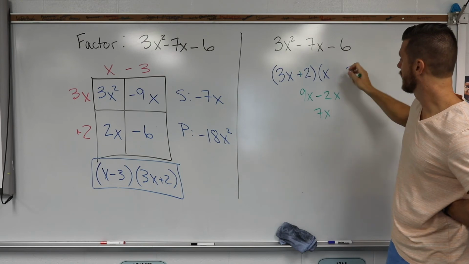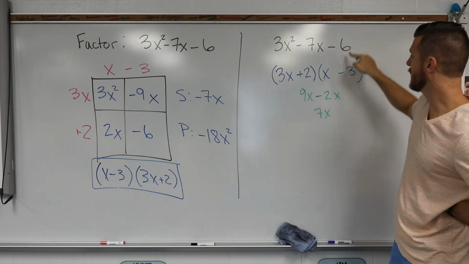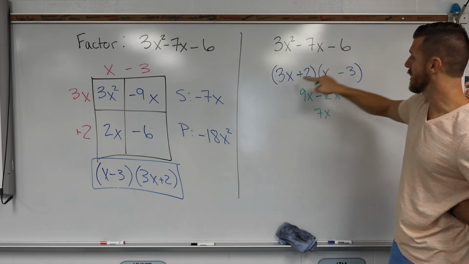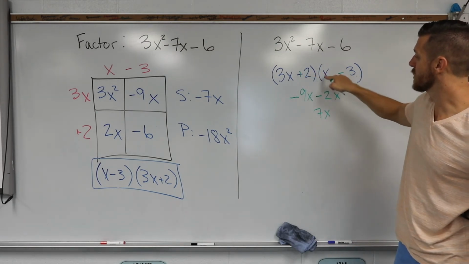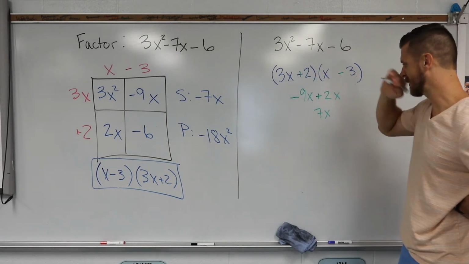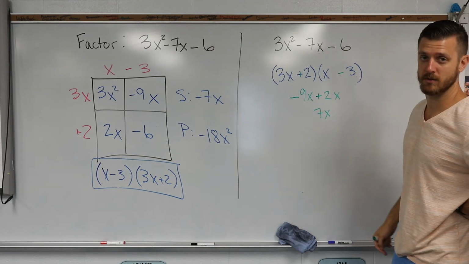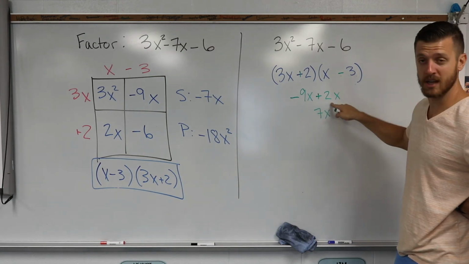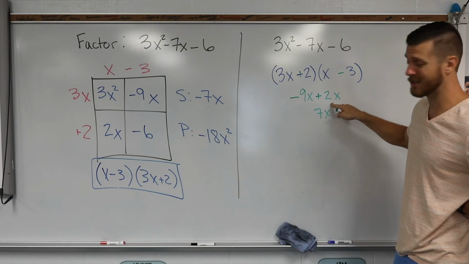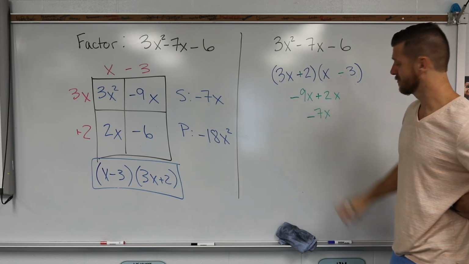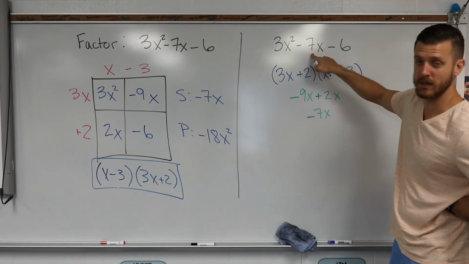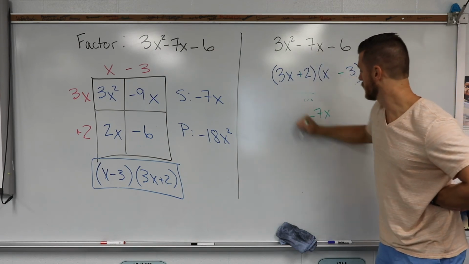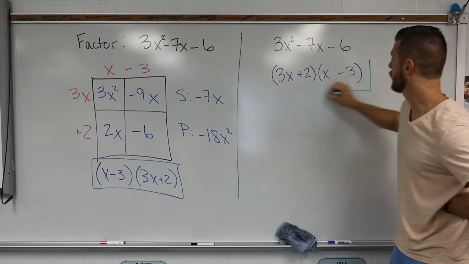Change the signs. Still get a negative 6 when you multiply them together. Now this becomes a negative 9x. 2 times x is a positive 2x. When you add them together, negative 9x plus 2x, that's a negative 7x. That is what we need. So, we just found the answer.